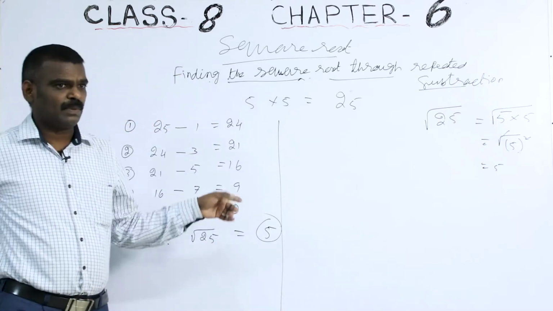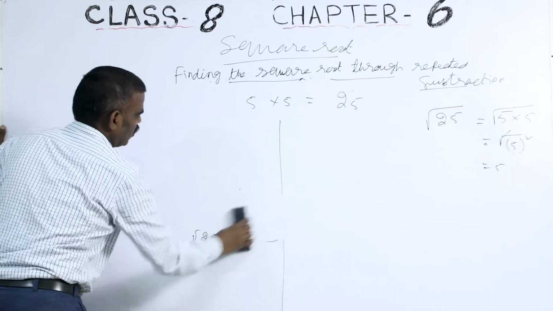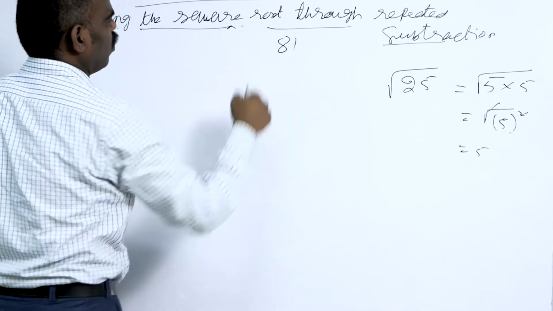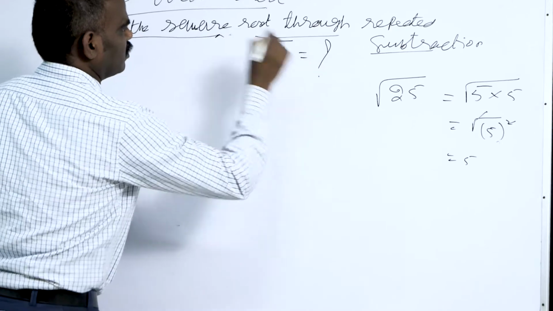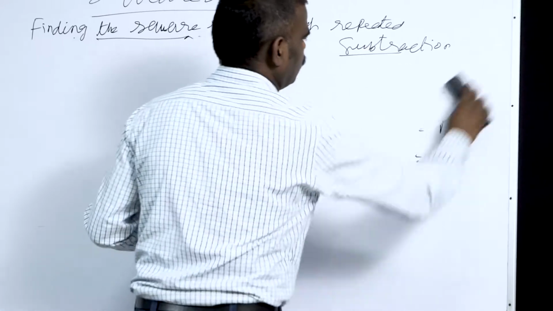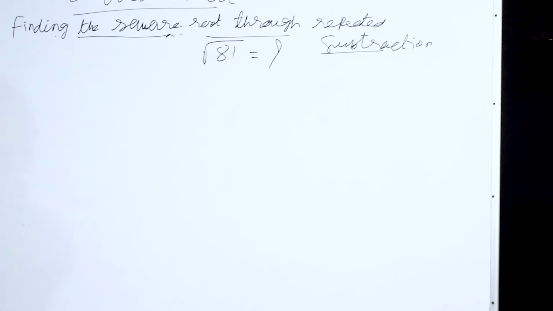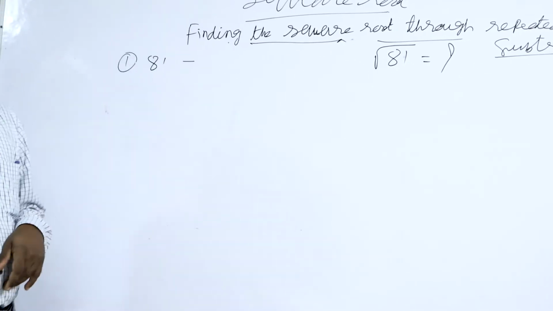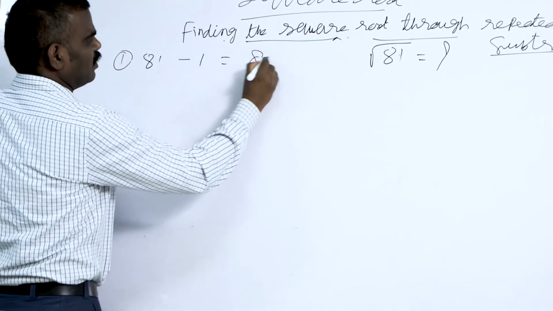Do you understand this method? Continuously you are going to subtract. We will do one more, then you will come to know whether it is right or wrong. Let us take a little bit bigger number, 81. Square root of 81 is equal to what? We do not know. How to find out? Repeated subtraction. First step, 81 minus the first odd number, 1, is 80.